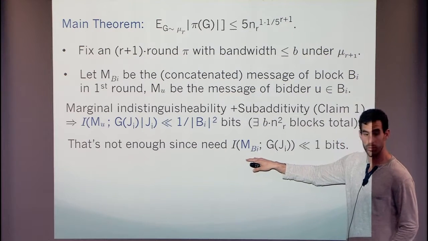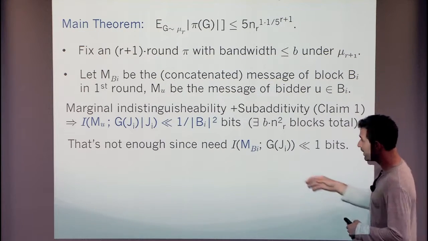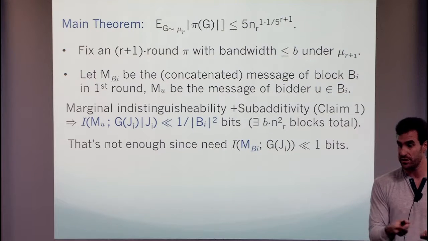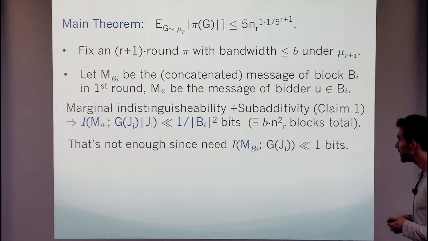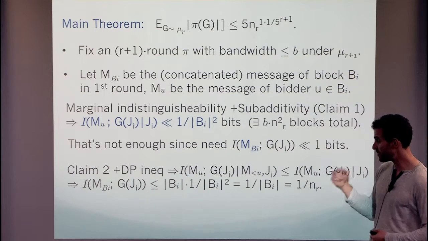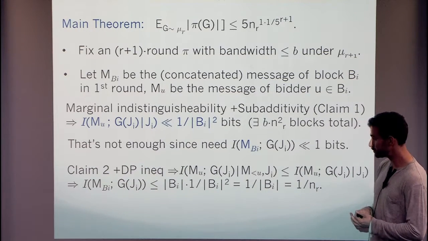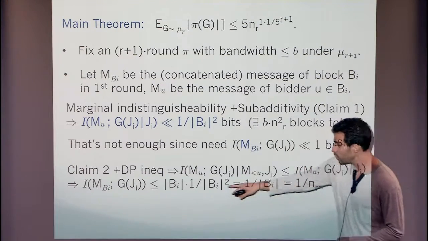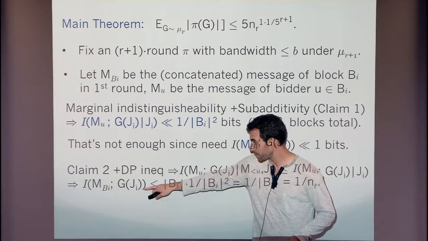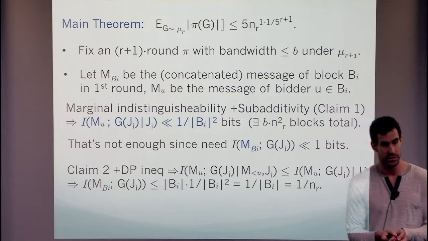This is not enough, because we want to show that the total information the message of the entire block provides on the hidden graph is small. And in information theory, it's easy to cook up examples where k bits reveal zero information individually, but somehow all together the information is super additive. But luckily, we have the property from the previous slide. And using the fact that conditioning on the previous messages can only decrease the information, plus the data processing inequality, we can assert that the information provided by the entire block of bidders on the hidden graph is at most the number of players in the block times what each player individually reveals.